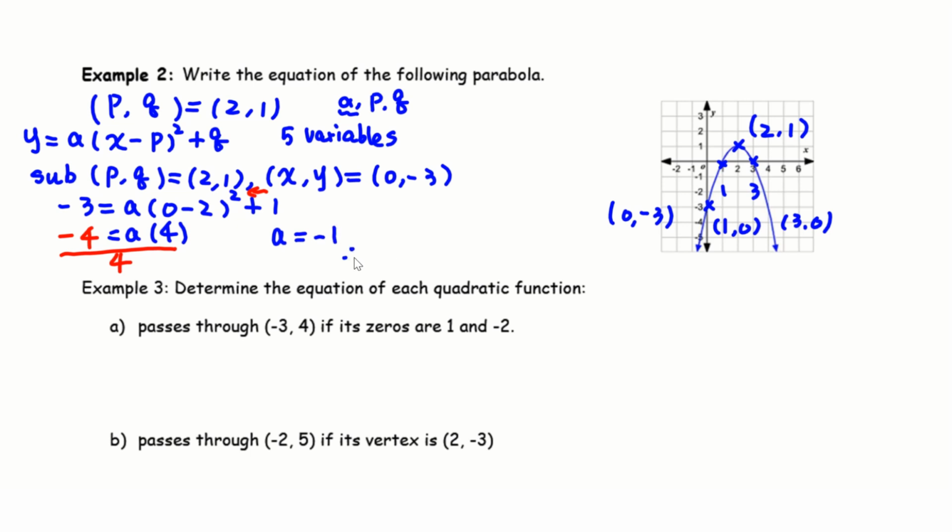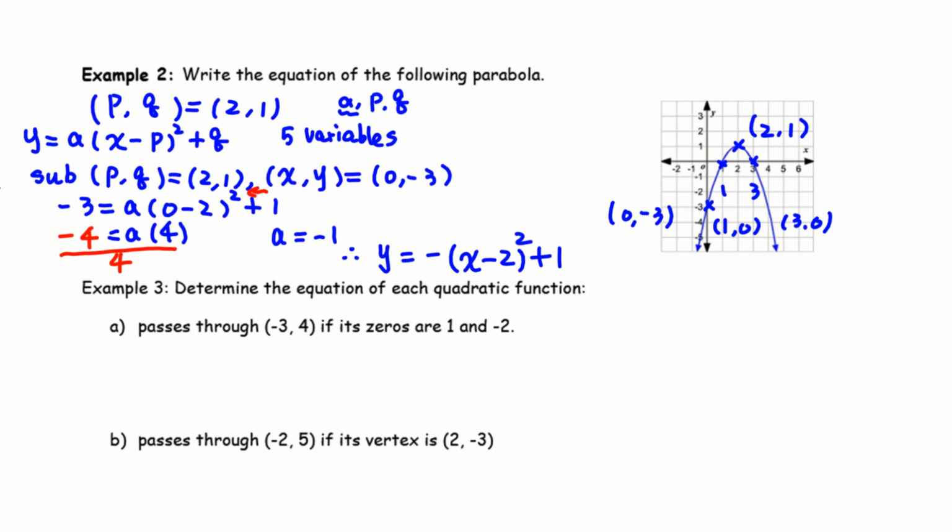Then write the statement, subbing A, P, Q back in. So y equals -1 times (x minus 2) squared plus 1. And you could also use the factored form to find the quadratic equation. This is vertex form.